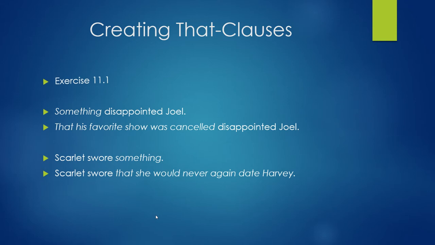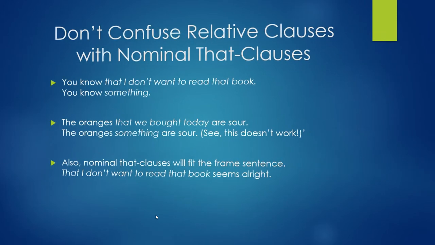Or this, my little teetering lines isn't working as well as I wanted. Scarlett swore something. So we're going to fill in the word something with a that clause, and we end up with Scarlett swore that she would never again date Harvey. So now you can see that clause is functioning as a direct object.